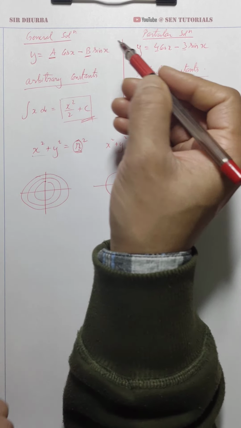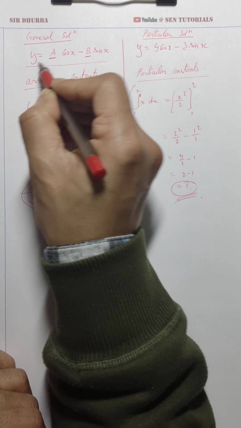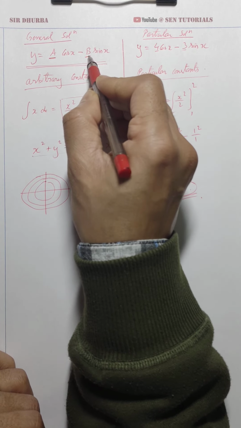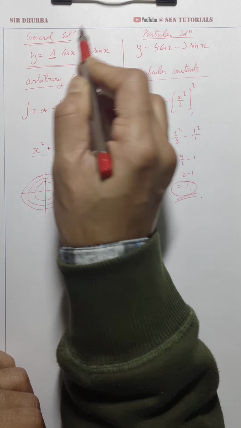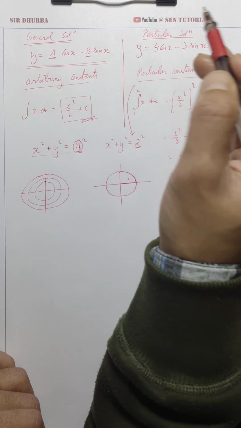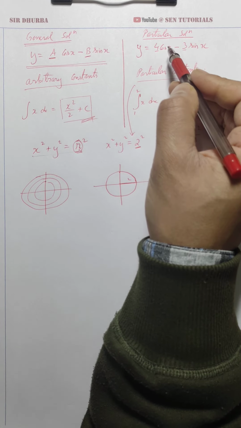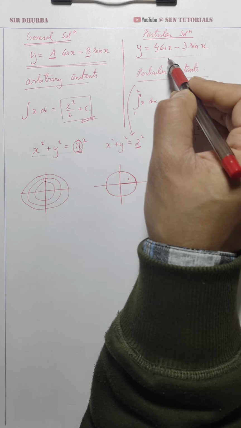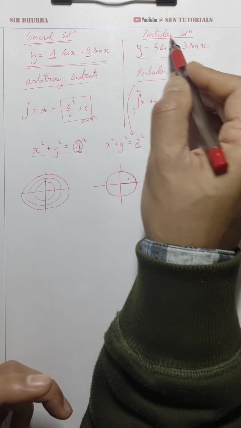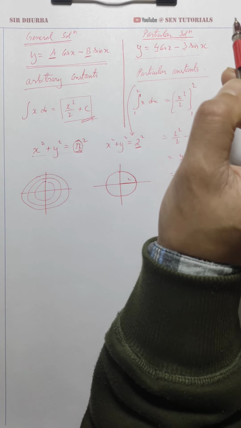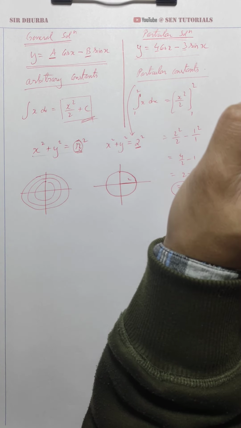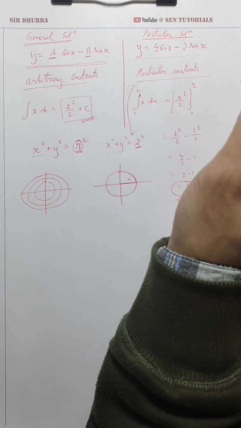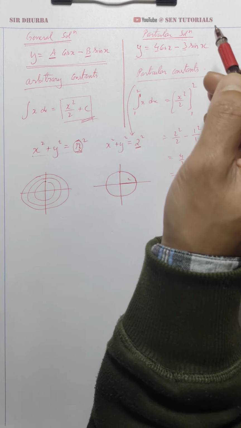All right, so when the solution, the value of the function, has arbitrary constants, that solution is known as a general solution. And when we have specific constants in our given function, then those solutions are called particular solutions. All right, so I guess that would be fine.